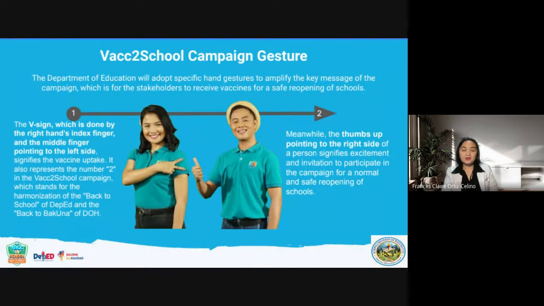Okay. So, when you take a picture, it is not just because we want to be popular or make our picture of getting vaccinated go viral. Alam naman natin na dito sa DepEd, we are full of meaning. So yung V sign po dyan, which is done with the right hand's index finger and the middle finger pointing to the left side, represents also the number 2 of the Back to School campaign. So it is the symbol for the harmonization of the Back to School of DepEd and the Back to Bakuna of DOH.